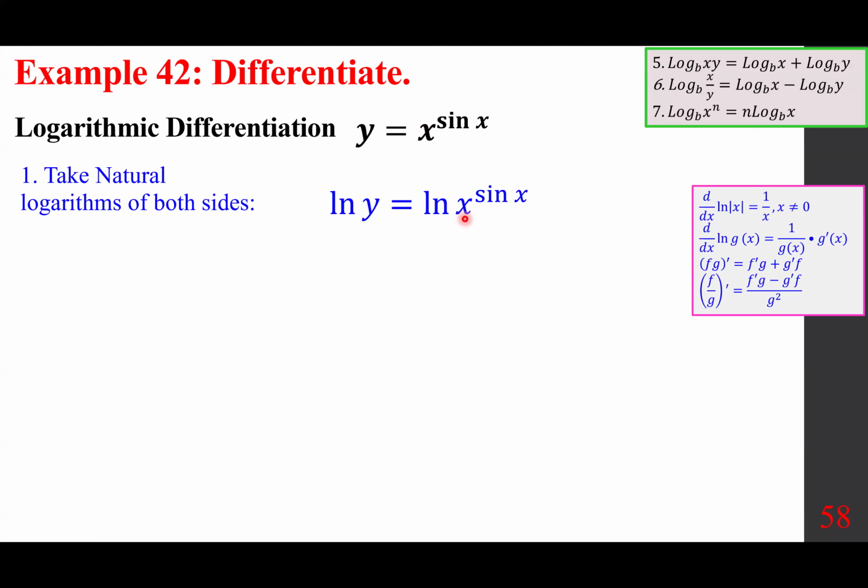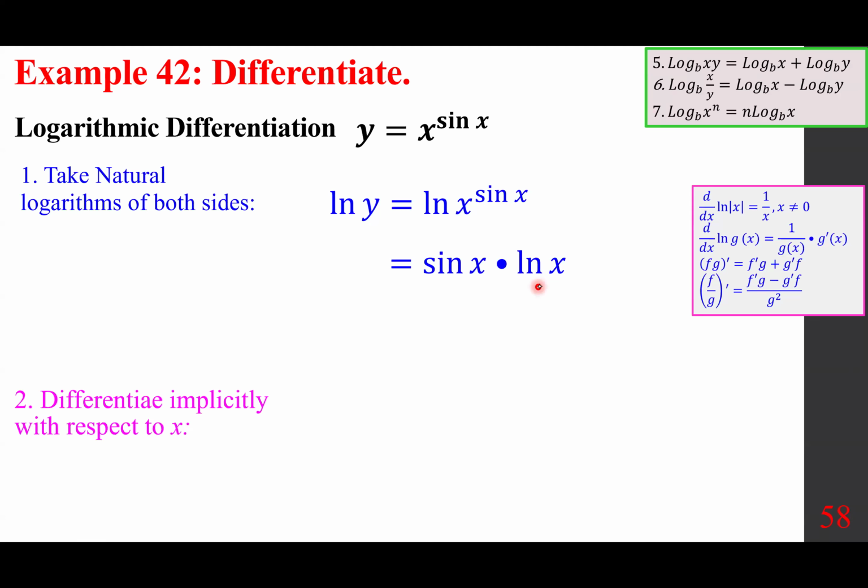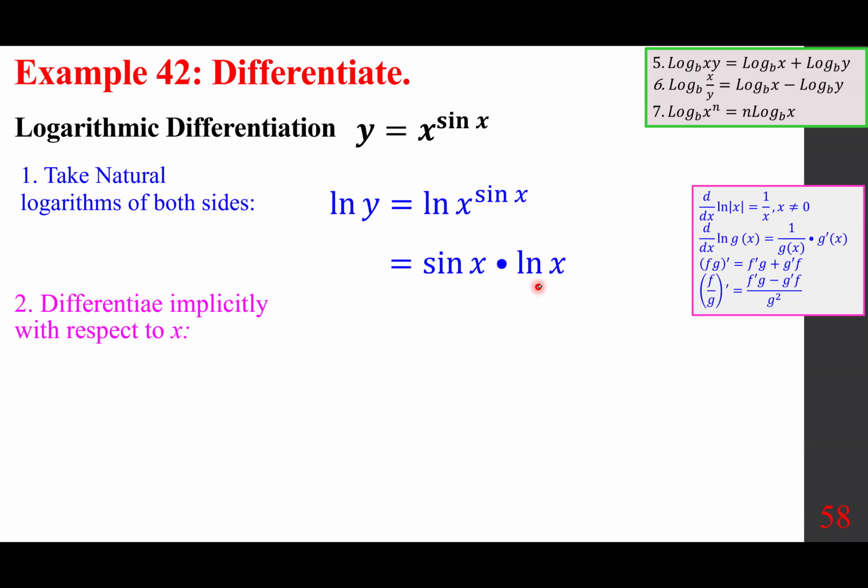So what is ln of x to the power of sine x? Sine x is the exponent. We use the power rule, and the power sine x becomes the coefficient. So now we have sine x times ln x, and we can differentiate both sides implicitly with respect to the independent variable. It happened to be x. So that's the key, independent variable, whatever it is.